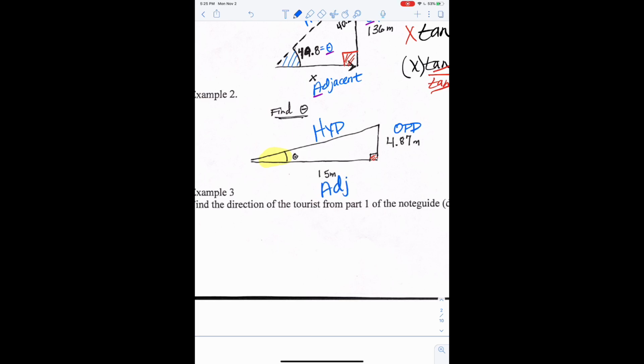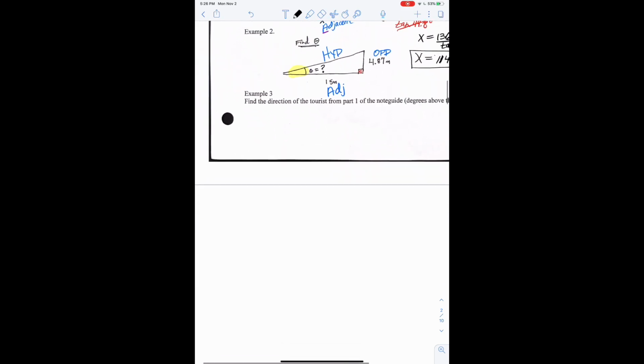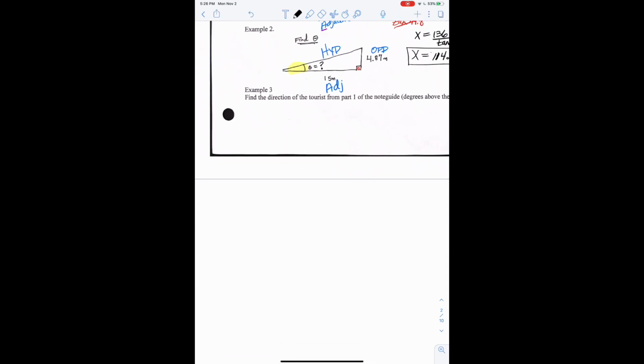All right, so what we have here is the question not of what's the hypotenuse, but a question that we didn't consider before, and we can't do with just SOH alone. And that is, what is this angle here? What is theta?